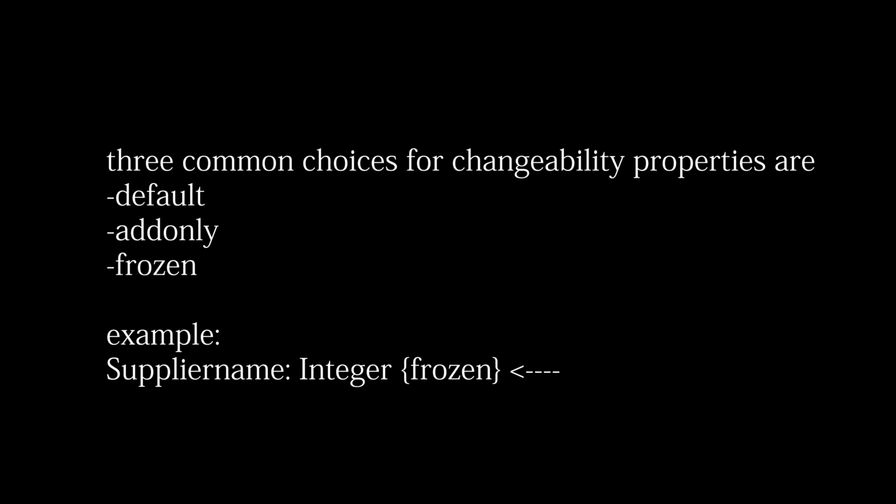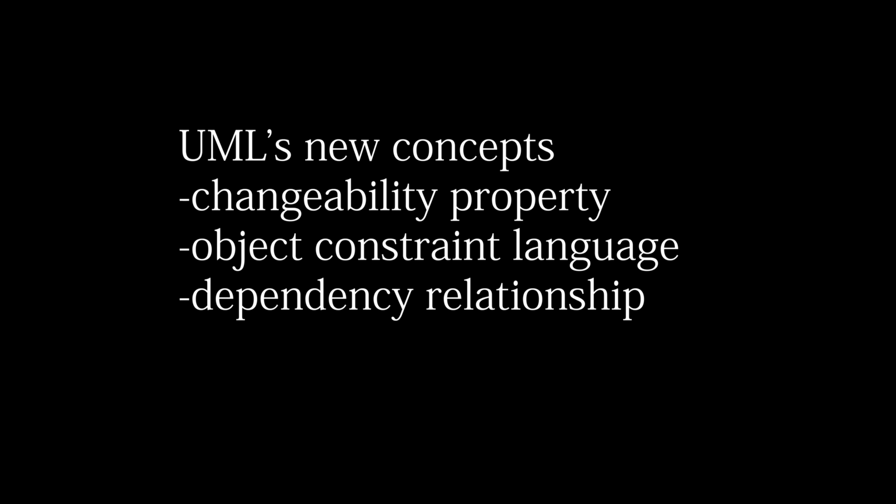The changeability property basically specifies the type of operations that are allowed. These are added in the variables within curly brackets as follows: supplier name, colon, integer, frozen. Frozen simply means it can no longer change, and addOnly means you can only add and not remove. Object constraint language is another concept that's added in UML, and it is used to specify types of constraints in a declarative way and is also added in the variables. For example, if you want to put a constraint to ensure status can't be greater than 4, you can put personality status, status less than 5.